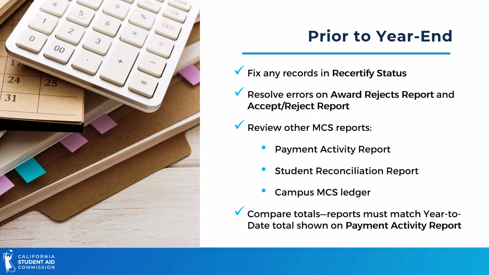Here are some crucial tasks for institutions to complete prior to year-end reconciliation. All records in recertify status should be fixed. We will discuss recertifying awards later in this module. Schools should resolve errors on the award rejects report and the accept reject report. These reports are available once per week. For more information on these particular reports, please refer to Module 2A of the MCS Training Module Series, or refer to the MCS Handbook.